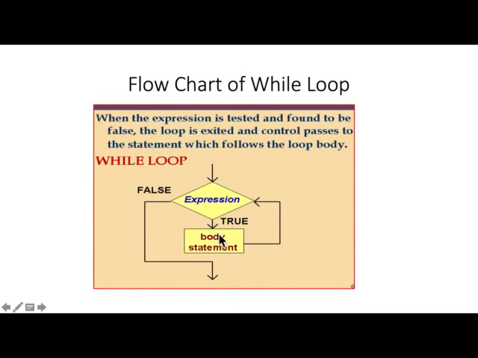Otherwise, the loop body at some point will change this expression, and at some point it will become false and we'll exit the loop. If we don't exit the loop, we'll just stay in this loop in this manner in which I'm rotating my mouse. Okay?